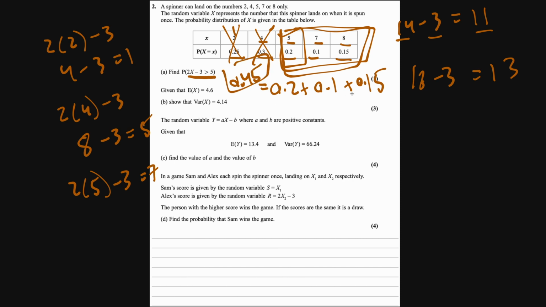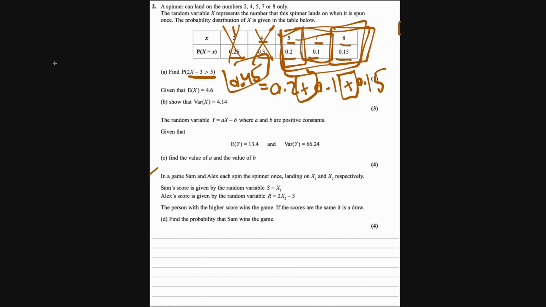We add the probabilities because we want the probability of x being 5 and the probability of x being 7 and the probability of x being 8. Therefore, we add all the probabilities. The second part says that given that E of x is equal to 4.6, E of x being the mean, show that Var of x is equal to 4.14.